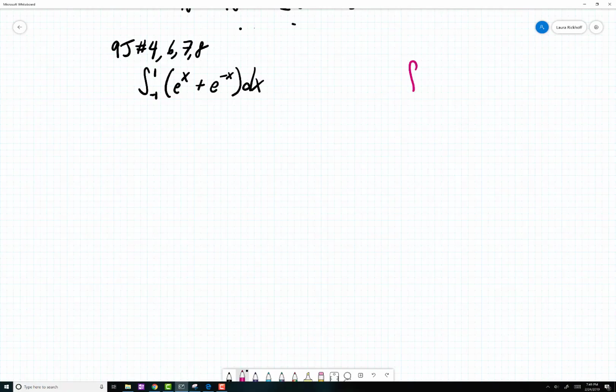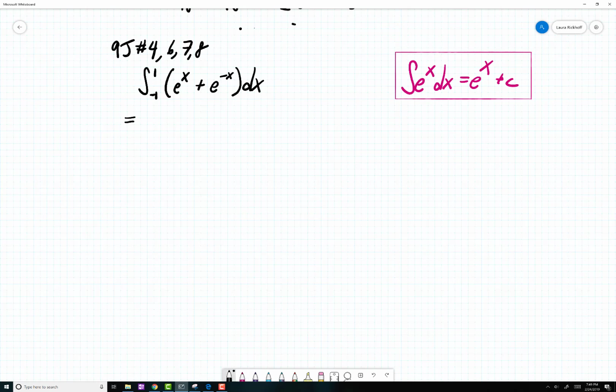So in this section we learn now that the integral of e to the x is e to the x. And that's awesome, right? Because the derivative of e to the x is e to the x. It's very nice. Of course I should add the plus c, but yeah, it's super nice. So for the problem we're doing here, this first piece is very simple. It's just e to the x.